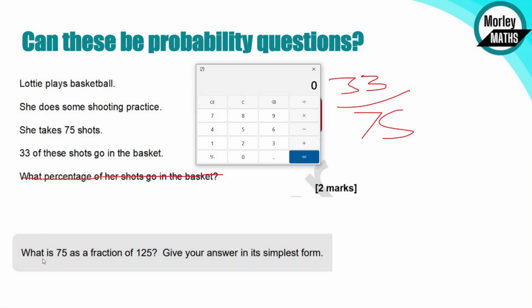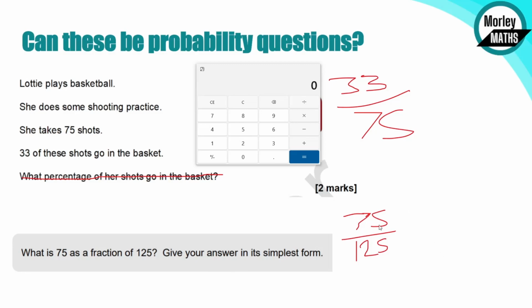Now the next question at the bottom here, what's 75 as a fraction of 125? Give your answer in its simplest form. With this one, it's just a fractions question. Now we could reword that to be a probability question. We could say if I've sold 125 raffle tickets, 75 of them are pink, what's the chance that I pick out a pink raffle ticket? We can work it out in exactly the same way. Let's just put it as a fraction, as is intended for the question as it is. And then we've just got to simplify it down.